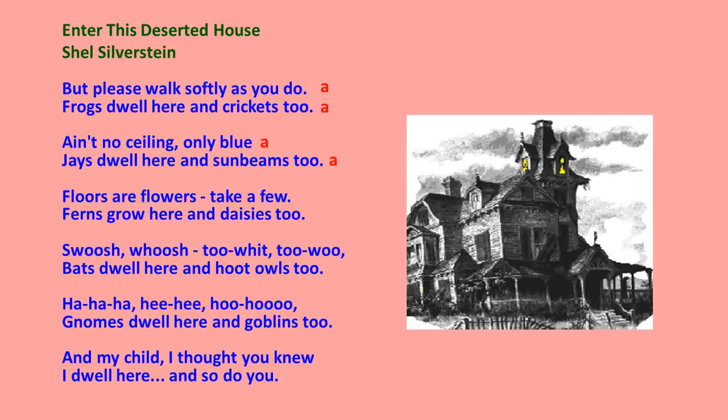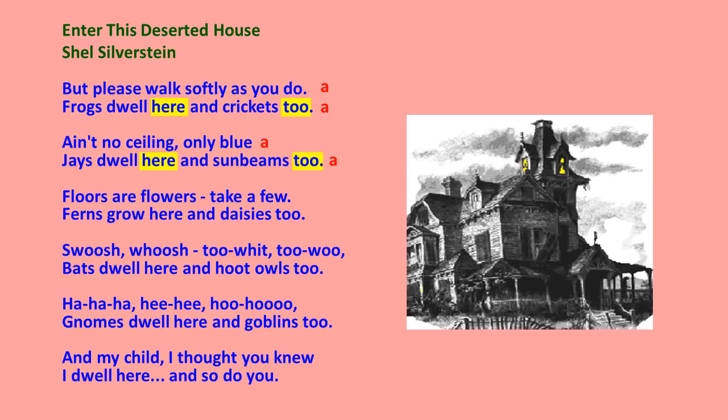Additionally, this poem has repetition. Certain words are repeated throughout and every other line. Frogs dwell here and crickets too. Jays dwell here and sunbeams too. The words "here" and "too" are repeated throughout, helping to contribute to the rhythmic feel of the poem.